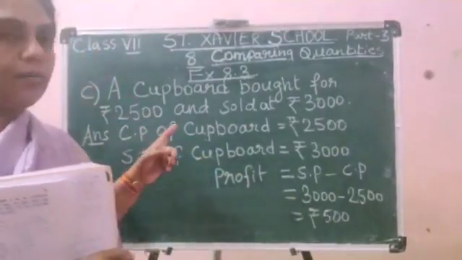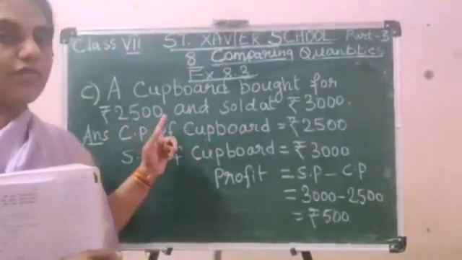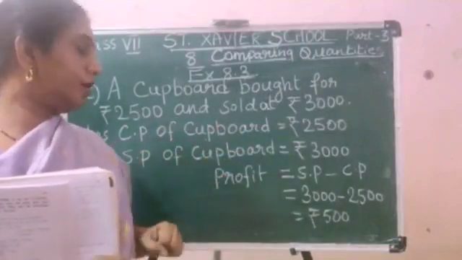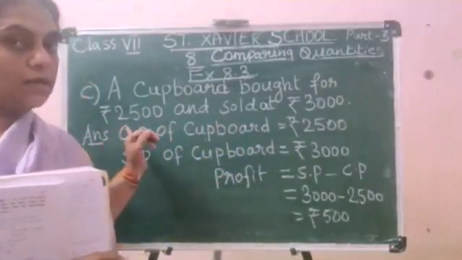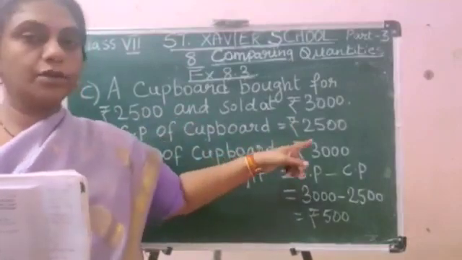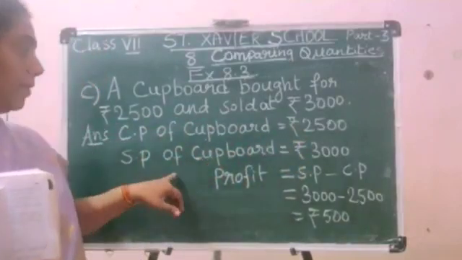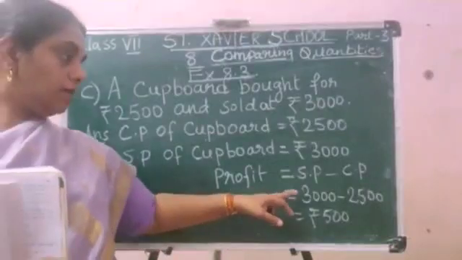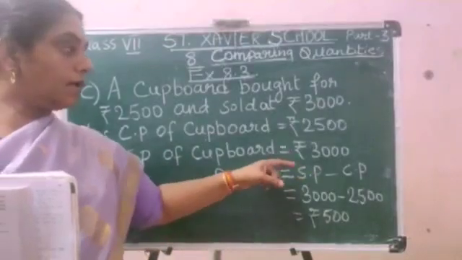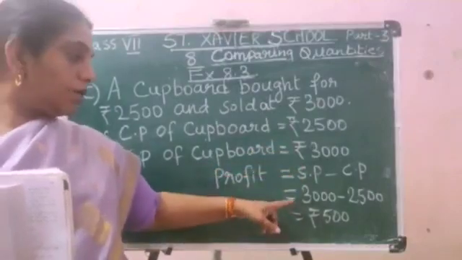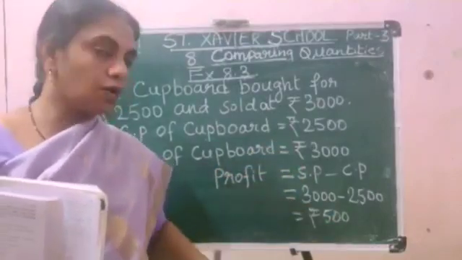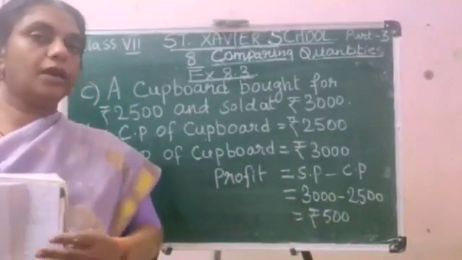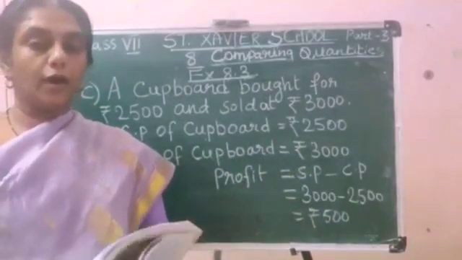C. A cupboard bought for rupees 2,500 and sold at rupees 3,000. Now the answer: cost price of the cupboard is rupees 2,500. Selling price of the cupboard is rupees 3,000. So profit equals selling price minus cost price, as selling price is more than the cost price. So 3,000 minus 2,500. When you subtract, you get the profit as rupees 500.